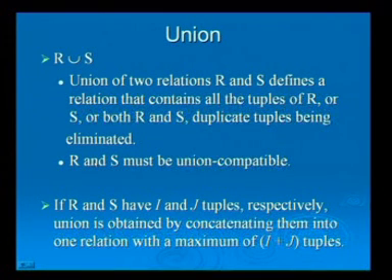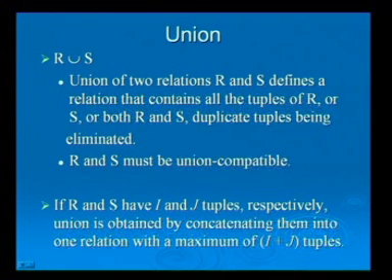Now let us consider the union operation. As I explained before, this is a binary operation. Now, union of two relations R and S. R is one relation, S is another relation. So that will define a relation that contains all the tuples of R or S or both R and S. But here duplicate tuples will be eliminated. So to perform R union S, R and S must be union compatible.